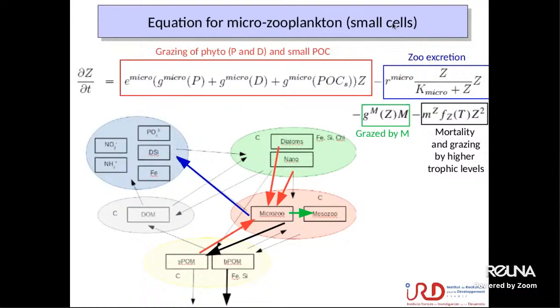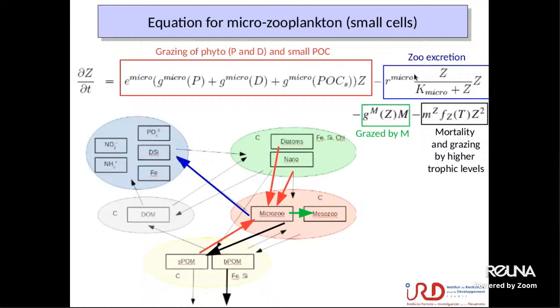So this is microzooplankton, and I will describe in more detail the different terms. Z is microzooplankton, and this is the equation. You have a source term, which is the grazing of phytoplankton, small phytoplankton and diatoms, but also, in this version of PISCES, microzooplankton also eats particles. So these are the red arrows. You have microzooplankton here, and it grazes on diatoms, on nanophytoplankton, and on small particles. So this is the source term. This is how it grows. It needs food to grow.